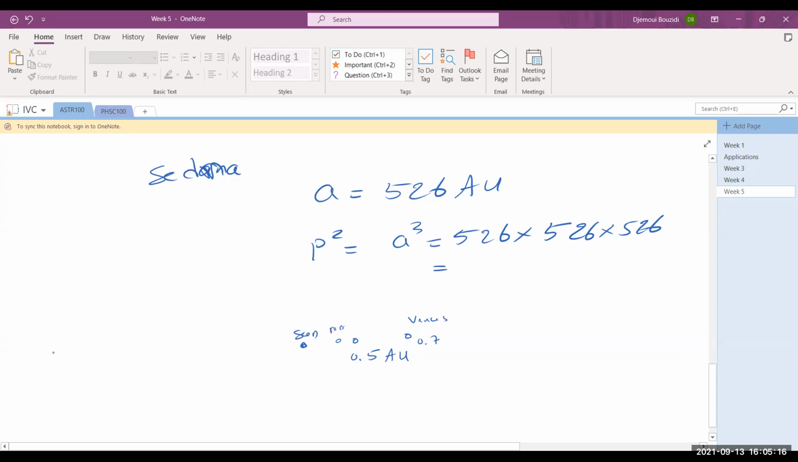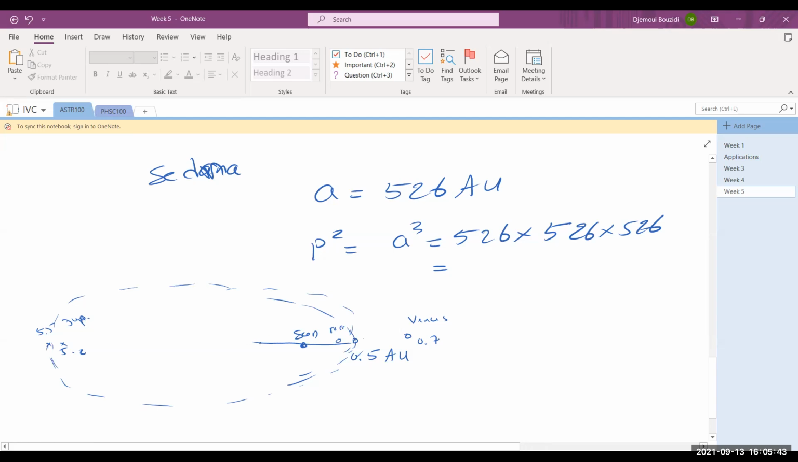And some other times it's going to be 5.5. Remember, this is where Jupiter is, 5.2. This is going to be slightly further than Jupiter, 5.5. So this is the path of this asteroid. Very eccentric. The sun is here, very eccentric.